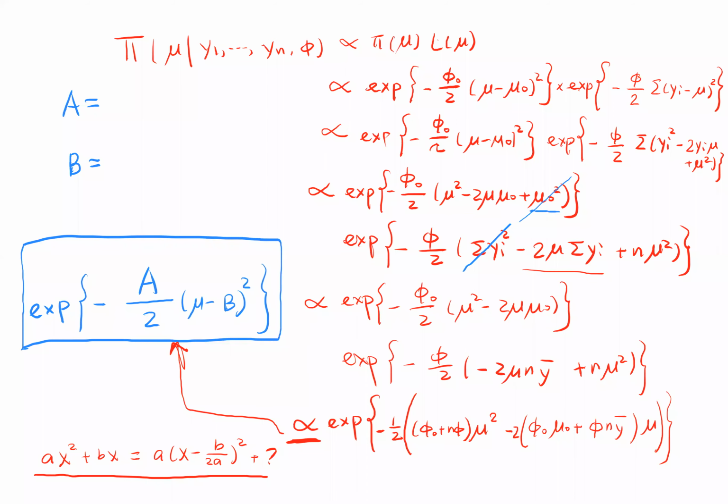All right, so you're gonna try to recognize A and B from this form here. We know that A will actually just be the sum of P0 and N times P, right? Based on the form that we see here. So A will be P0 plus N times P. And then B will actually just be the ratio of what's in the second parenthesis over the first parenthesis, right? So I'm just going to write it out.